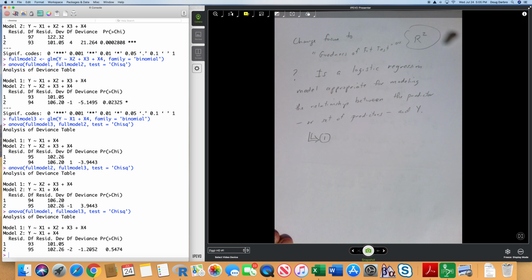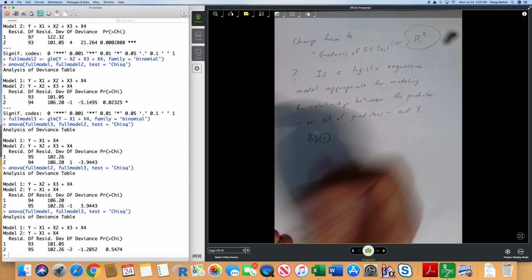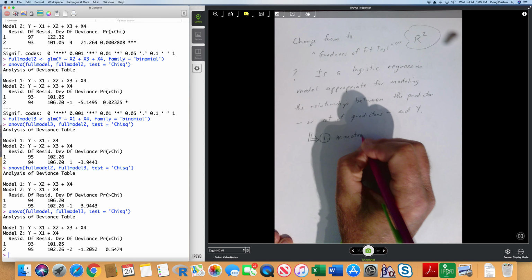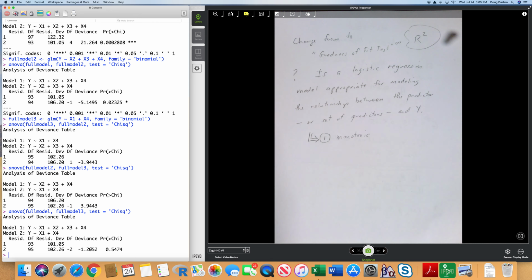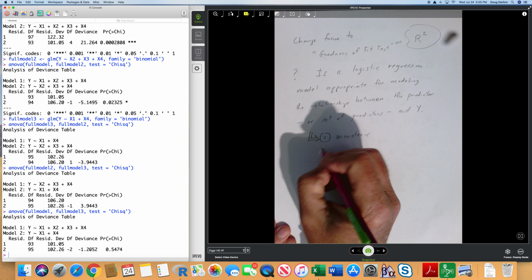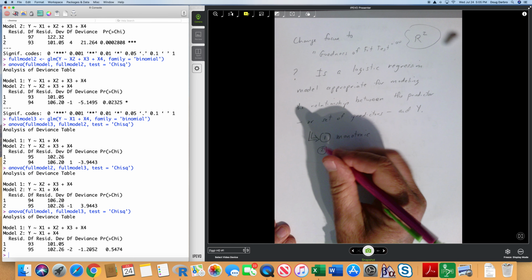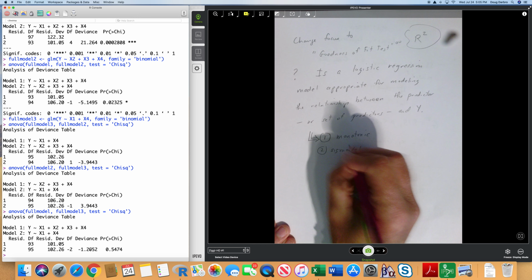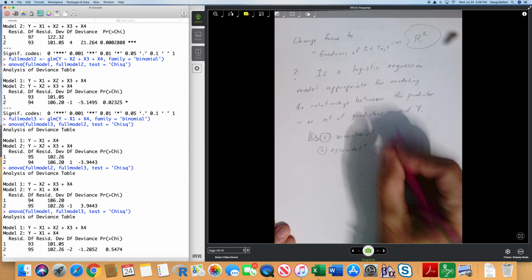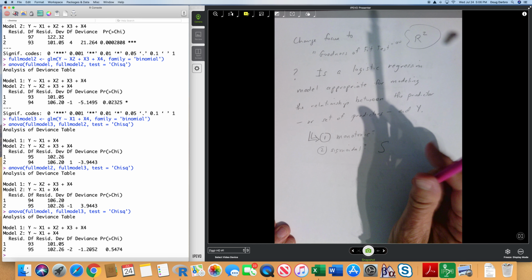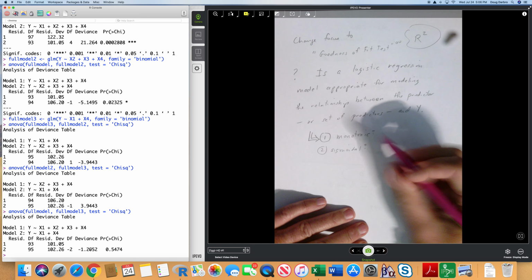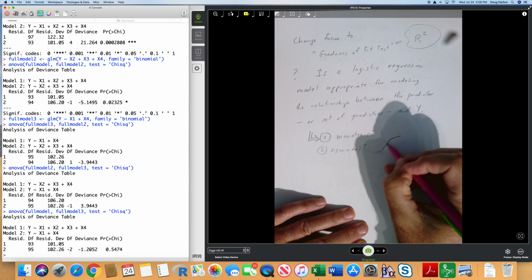First of all, is our data monotonic? Monotonic means it's either never increasing or never decreasing. And is it sigmoidal? And sigmoidal, just think kind of an S shape. So is it S shaped?